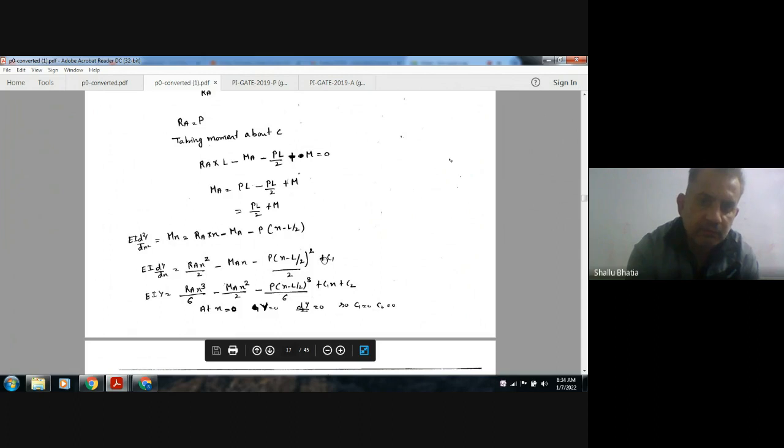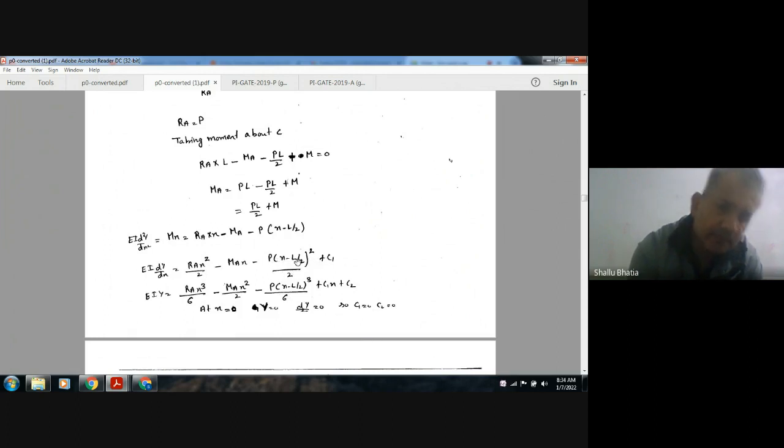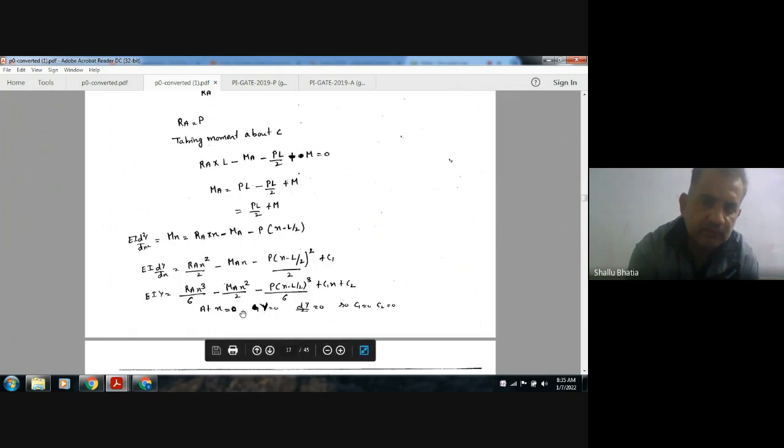plus C1 x plus C2. So we have to perform integration taking the bracket as a whole. We do not open this bracket, because if we open this bracket, that is not the right method. If we do not open this bracket, we have to perform integration like this: P(x minus L by 2) cube by 6, plus C1 x plus C2.